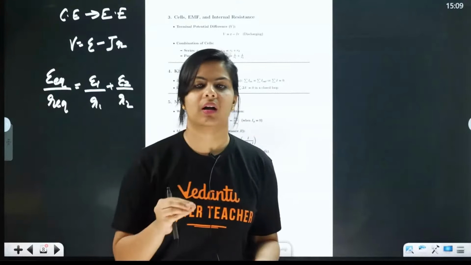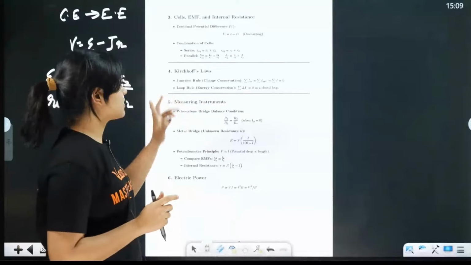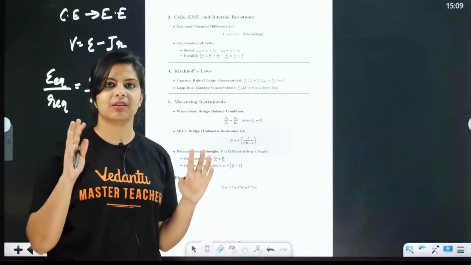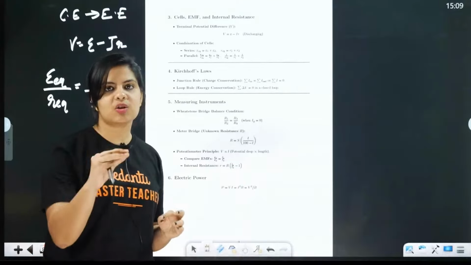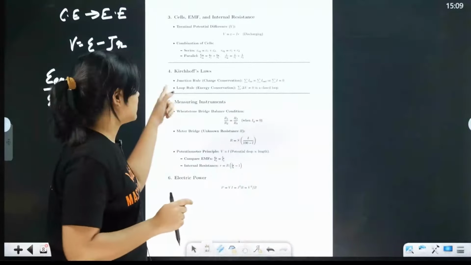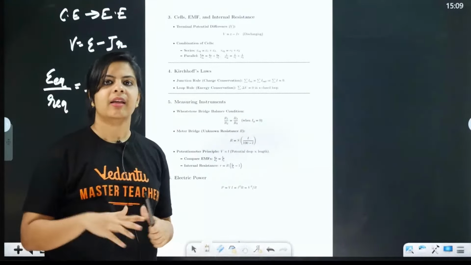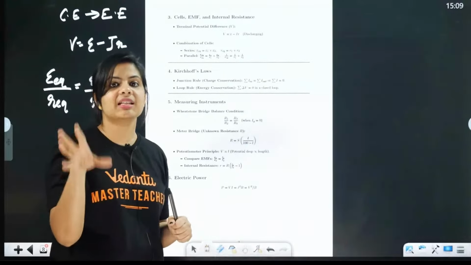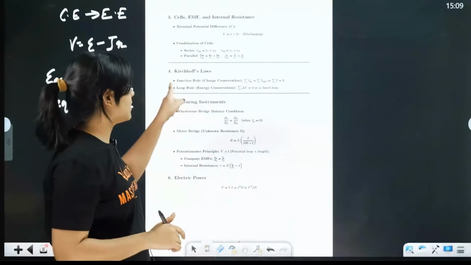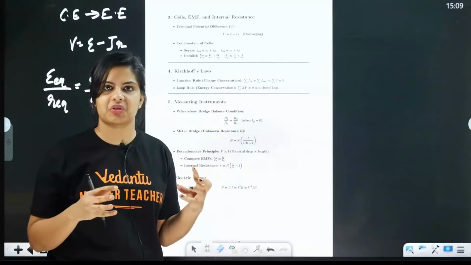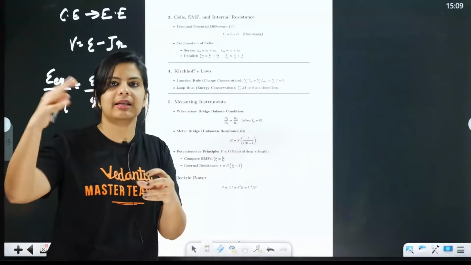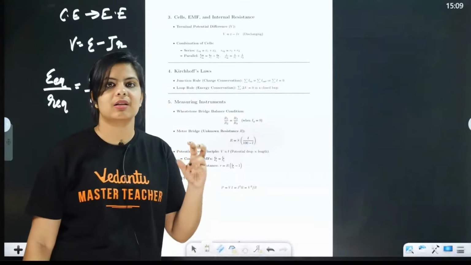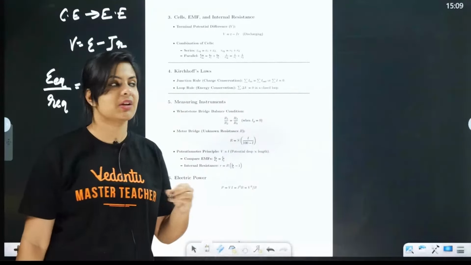Next, the important thing, Kirchhoff's laws. First, the junction rule: the current entering the junction and leaving the junction are the same, which means the net current at the junction is 0. Next, the loop rule: the total potential difference in a closed loop comes to 0. So the junction rule is conservation of charge, since the charge coming to the junction equals the charge leaving. The loop rule represents conservation of energy.